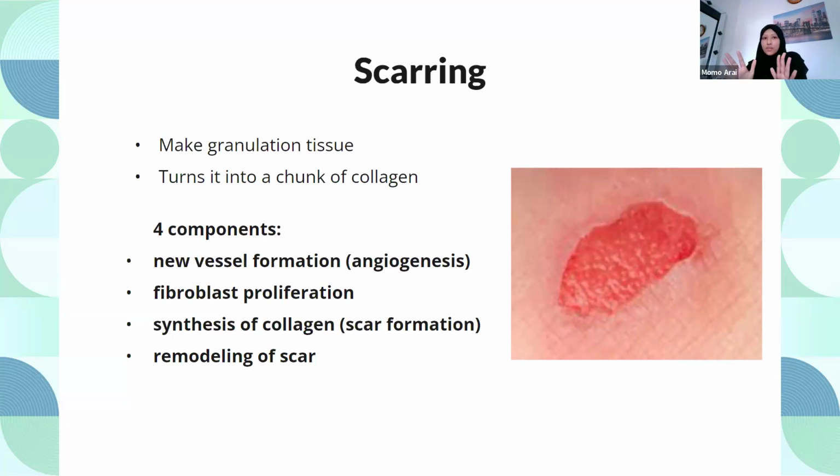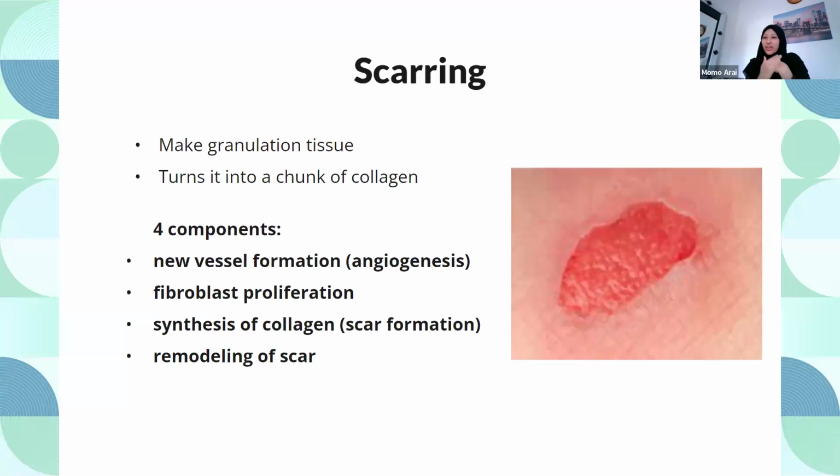Now, the summary of scarring is to make a new tissue. Imagine there's an injury, like a hole here. You have to cover it with new tissue, and it will be remodeled over time. Your skin will not always look like that if you have an injury. So this is the granulation tissue. Over time, it will get better.